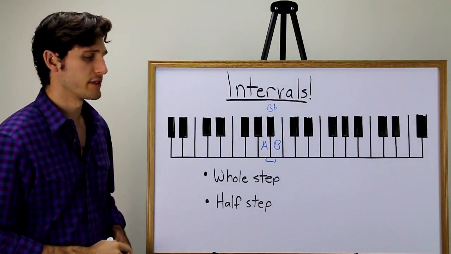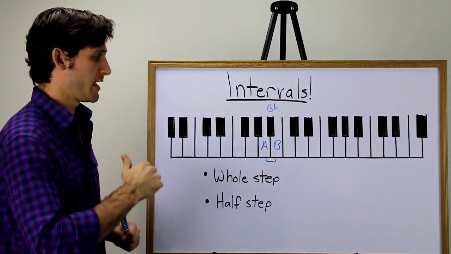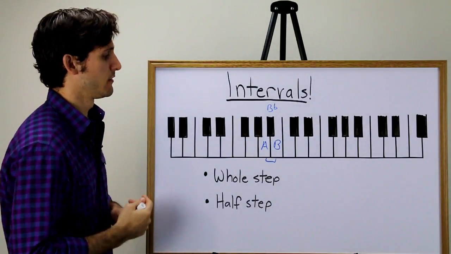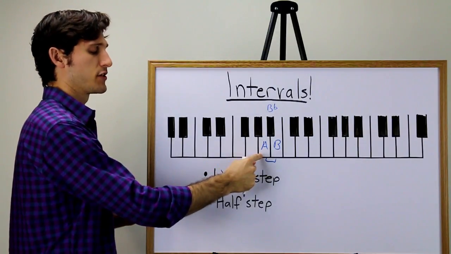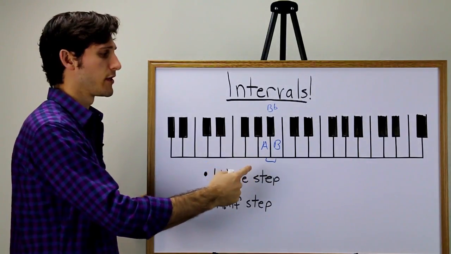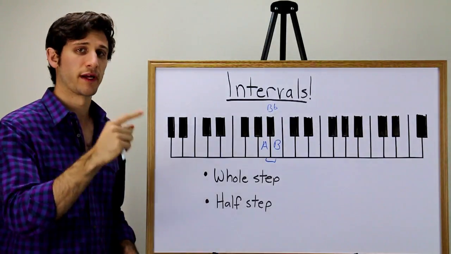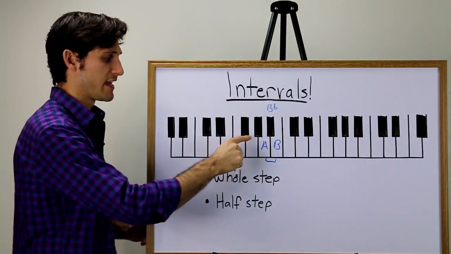To play a half step, you simply take the note you're on and you play the next note right next to it. It's got to be directly next to it. So if I'm on A and I ask you to play a half step above it, I'm talking about this B flat. If I ask you to play a half step directly below it, I'm talking about this A flat right here.